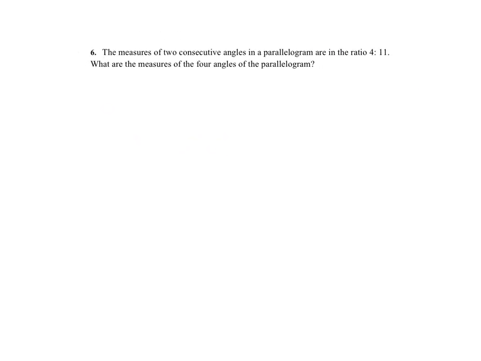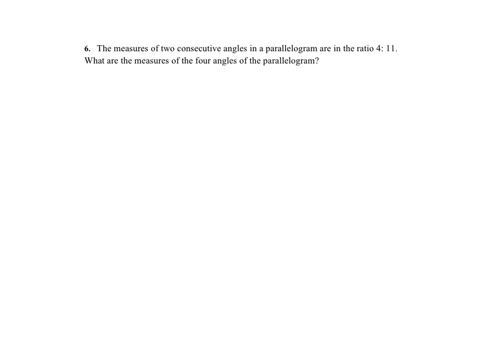So the last one, the measures of two consecutive angles in a parallelogram are in the ratio 4 and 11. What are the measures of the four angles of the parallelogram? Remember that consecutive angles of a parallelogram are supplementary angles. So that means that 4x plus 11x equals 180. So 15x equals 180, divided by 15 on both sides. So x equals 12.